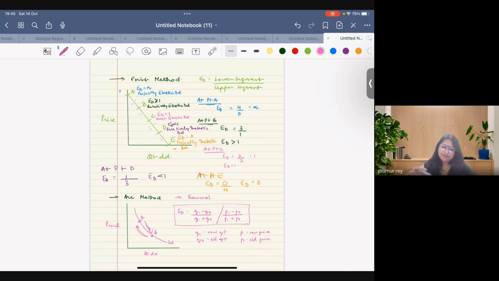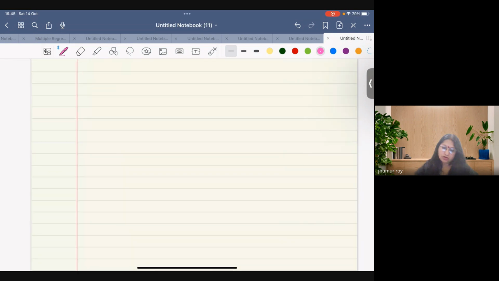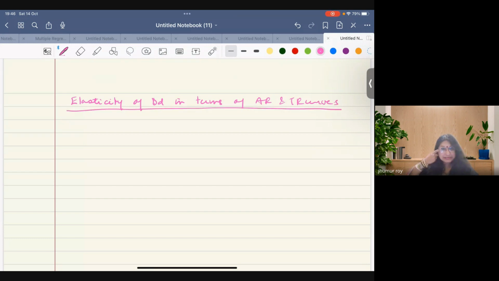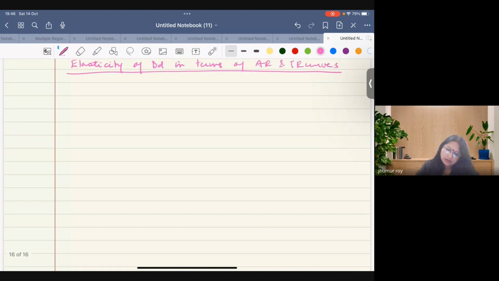So next we come to the concept of actually the same thing, but you talk about it in terms of total revenue and average revenue curves. So when we talk about elasticity of demand, I'll write this: elasticity of demand in terms of average revenue and total revenue curves. Okay. So what we see is, I will draw these two curves one under the other. So 1 second.